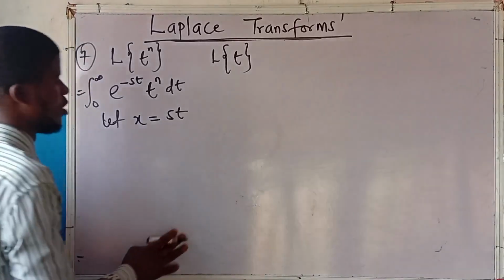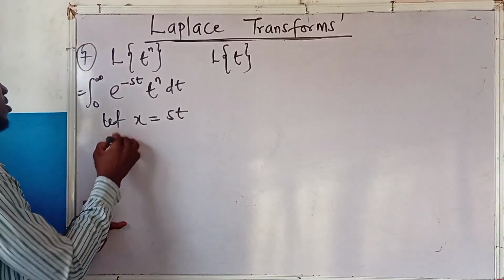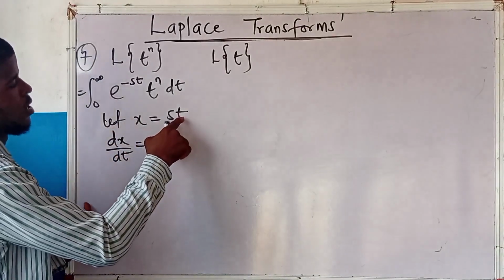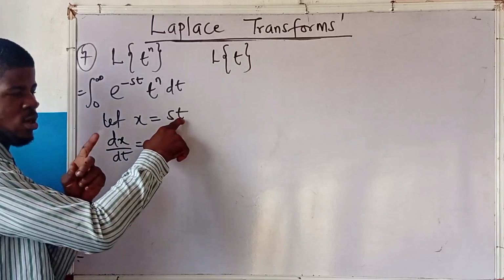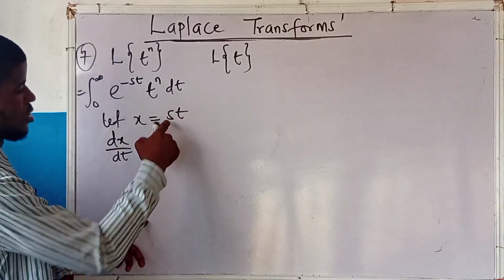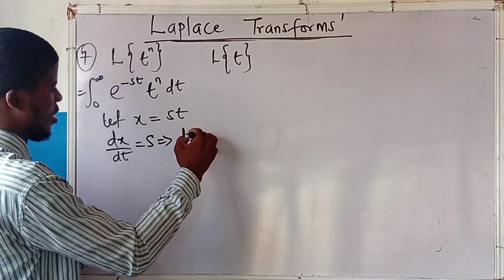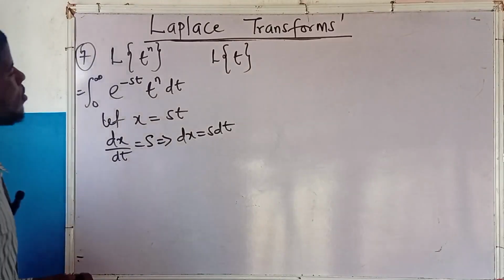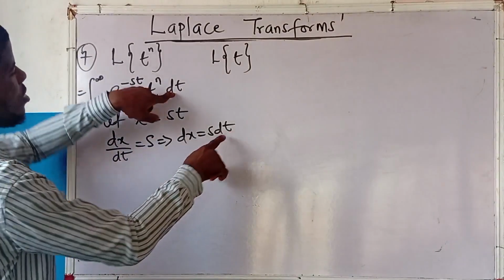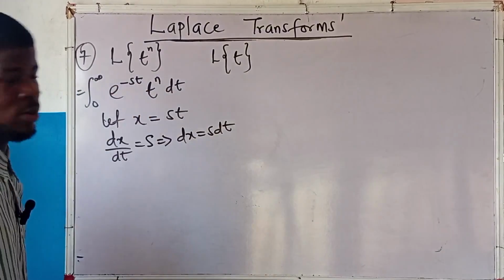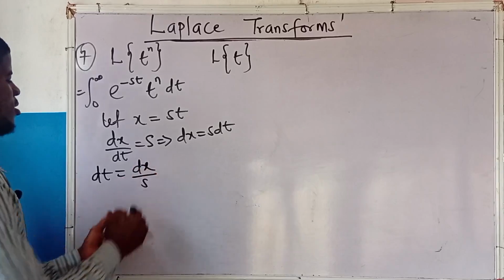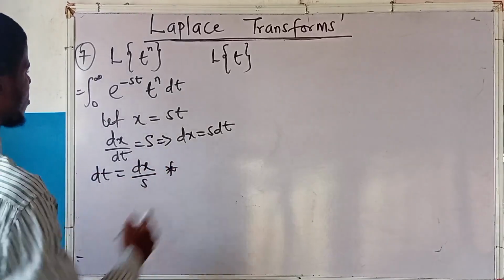Differentiating both sides with respect to t, differentiate this: ds/dt. Since I'm differentiating with respect to t, differentiating t gives 1. 1 times s is s. And this means that ds equals s dt. Alright, from here, I have dt. I will make dt the subject of the formula. This means that dt equals ds over s. Let's keep this.